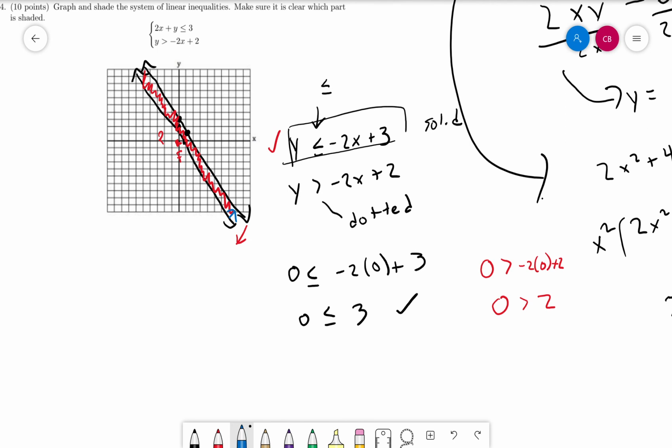Oh, kind of goofed a little. I should have made this dotted. Sorry about that. Okay, should have been a dotted line, but I hope that helps, guys. I'm sorry I forgot to do that. I hope that you guys can do this, and obviously it's going to be a little bit different on the test anyway, so I hope that it helps.